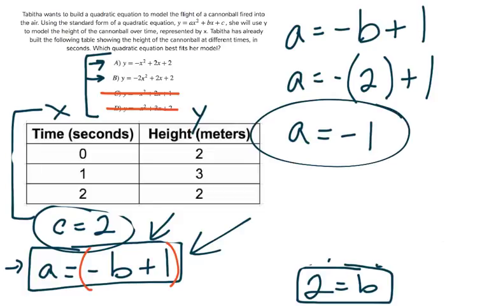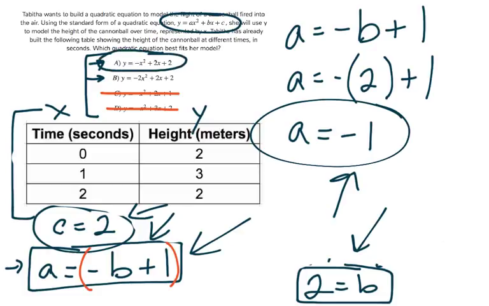So my answers are a is negative 1, b is 2, c is 2. I'm plugging those into this equation, and so I should have a negative 1 out front in front of the x squared, it looks like, and that is true. The answer here is a.